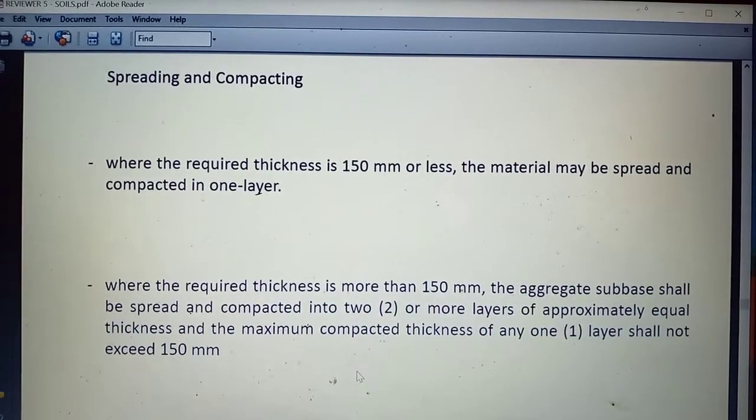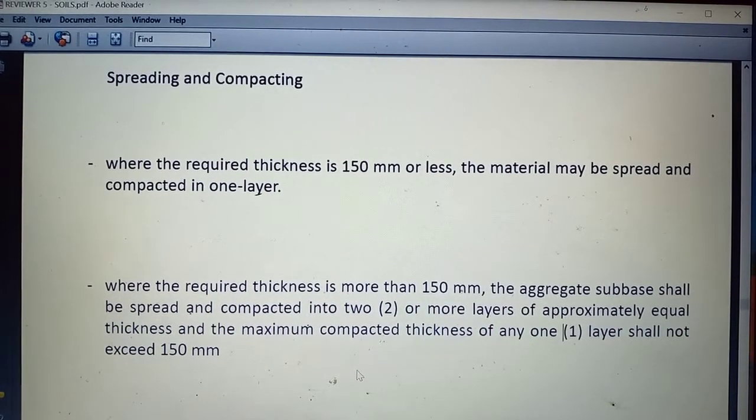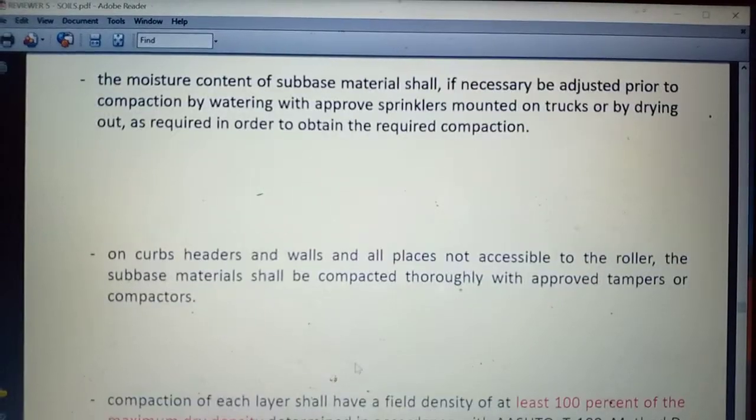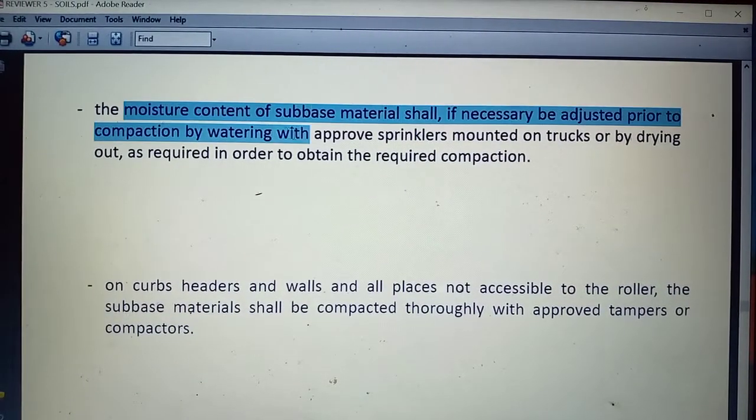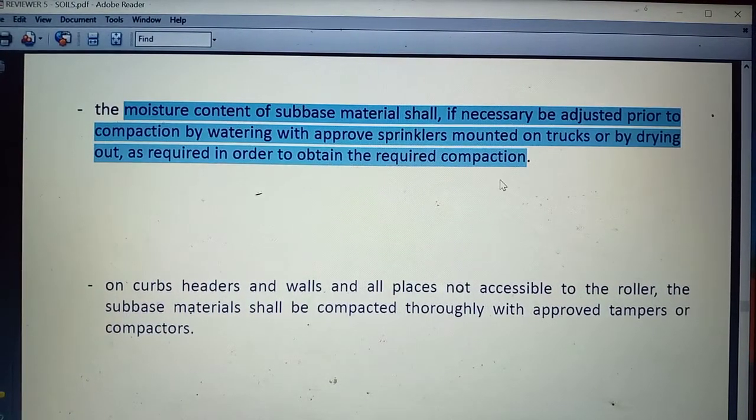Okay. So, I may correct myself. If it is 200 mm, which exceeds 150, divide it into two or more approximately equal layers, then compact. One layer before the other. Okay. So, the moisture content of subbase material shall, if necessary, be adjusted prior to the compaction.